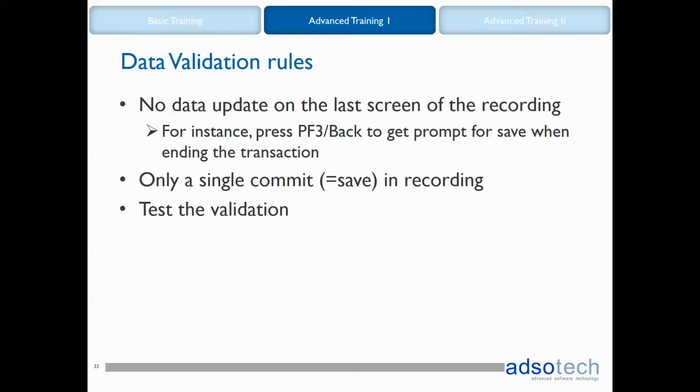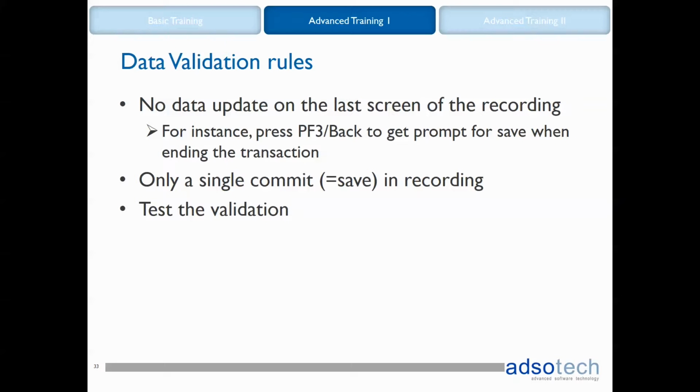Your recording or your script can only have one single commit code or commit action in it in order for data validation to work. Commit codes mean saving actions. Most SAP transactions work exactly like this, so there's only one saving action, and that's the very, very end of the transaction. So that's fine.